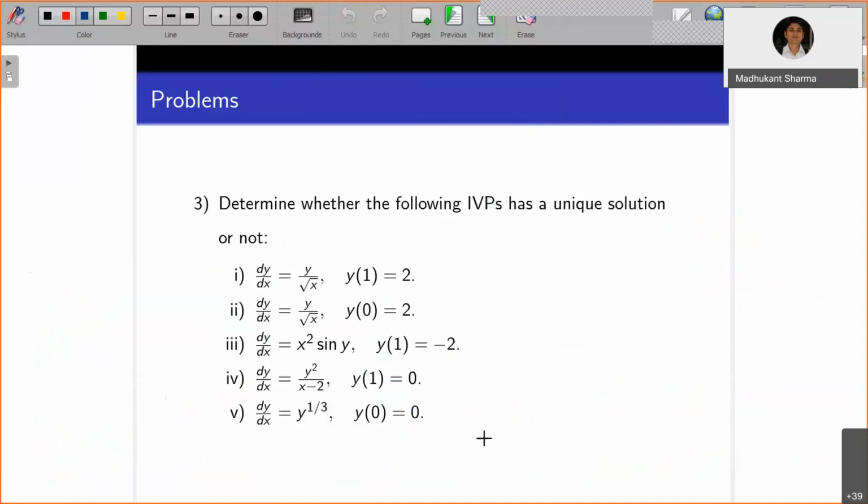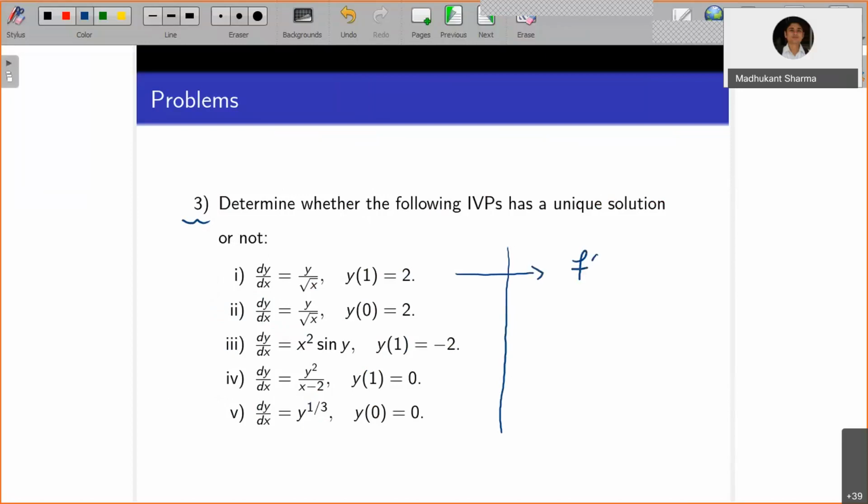Right. Now the third problem: determine whether the following initial value problems have a unique solution or not. What I'm interested in here is that you look at these problems and try to see whether this satisfies Picard's theorem or not, meaning you have to check the conditions. So for the first problem, let me take the first problem.